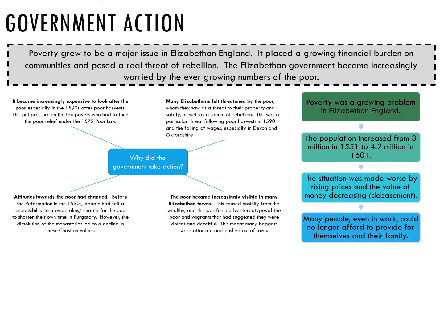Now, poverty was an increasing problem, a growing problem in Elizabethan England, and the population had grown from 3 million to 4.2 million. The situation was made worse by rising prices and debased coinage, or the falling value of money, and many people, even in work, could no longer afford to provide for themselves and their family. Now, poverty was particularly bad in London, which during Elizabeth's reign became the most heavily populated city in Europe. London was a magnet for the poor who flocked there from elsewhere looking for work, and this created a serious problem with vagrancy.